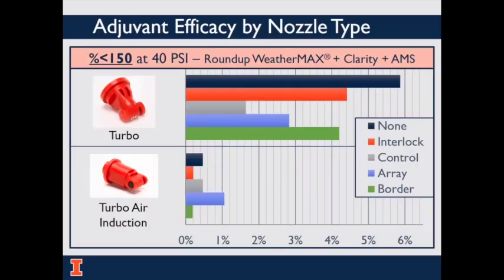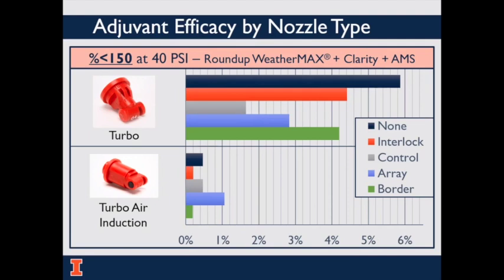Consider this experiment, comparing several adjuvants using both a turbo and turbo air induction nozzle. This chart shows the relative risk of drift for each nozzle adjuvant combination. The dark blue bar represents a spray solution with no adjuvant. The other colors are various drift reduction adjuvants on the market today. Looking at the turbo nozzle first, notice that every adjuvant reduced the risk of drift by reducing the percent less than 150. The gray bar, which is an adjuvant called control, reduced drift the best.